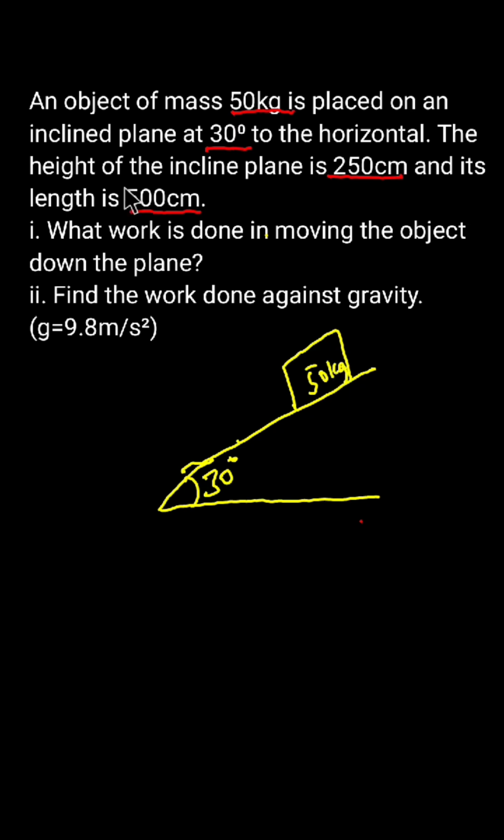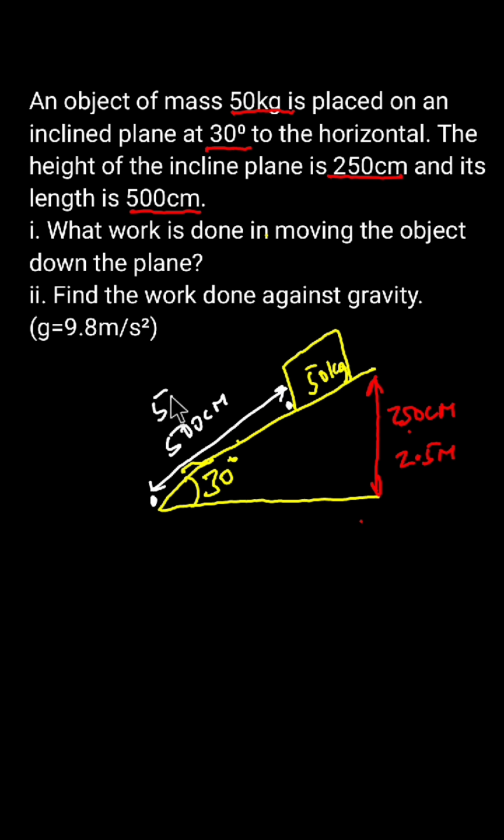Then the height of the inclined plane is 250 cm. So this is the height of the inclined plane. We are told that it is 250 cm. If you convert it to meters, that's if we divide 250 by 100, we are going to get 2.5 meters. And its length is 500 cm. So it means that from this point to this point is 500 cm. If you convert it to meters, that's 500 divided by 100. It's going to be 5 meters.